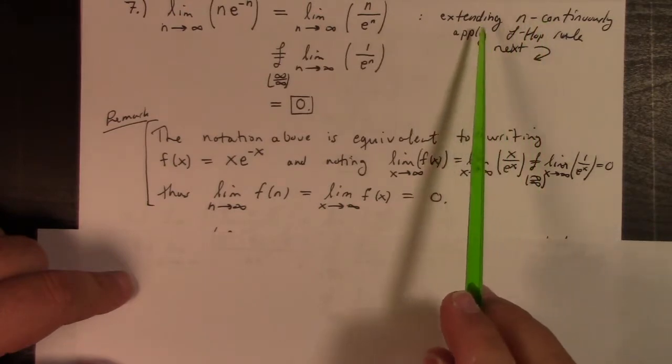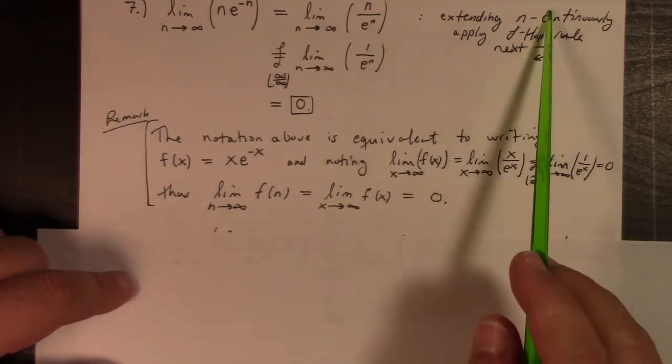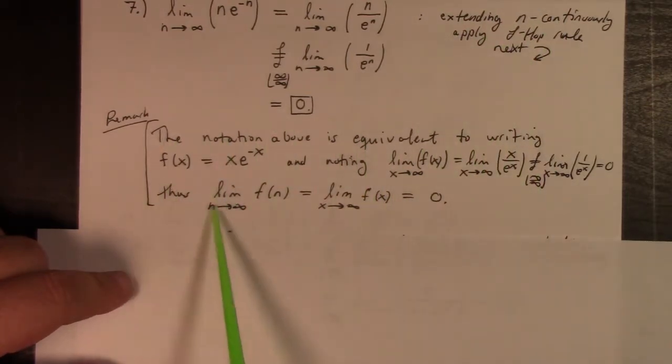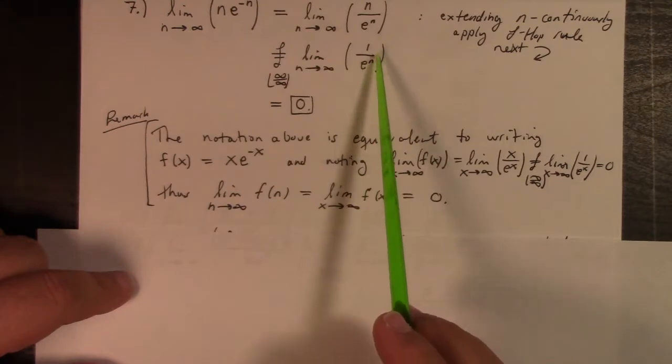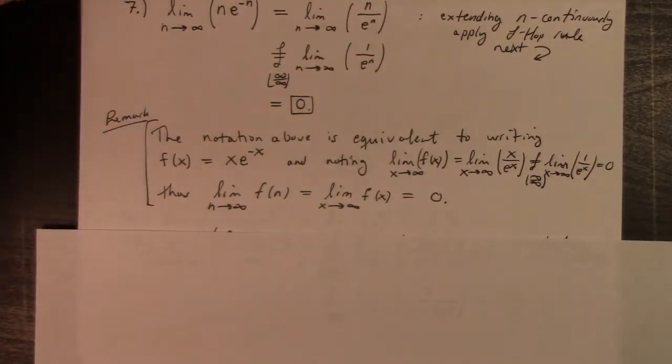So we could write all of this every time we run into something like this, or we could just write off to the side, extending n continuously, apply L'Hopital's rule next. I prefer to say this sentence as opposed to writing this paragraph. But you do need to say something. If you're going to use a method of calculus on a discrete variable, at least some comment is deserved.